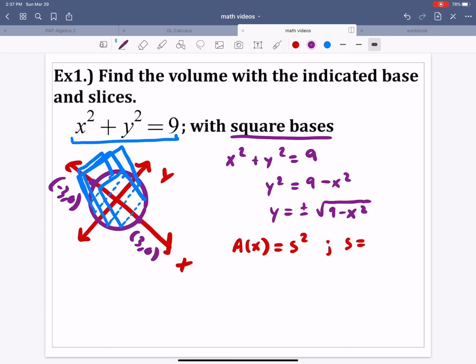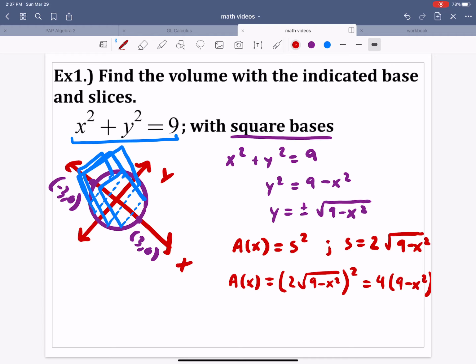Okay? So my side length here, again, the side length is from this x value, whatever it is, up to the y value there. So I'm going to use, the side length is 2 times the y value. So that's going to be 2 times the square root of 9 minus x squared. So when I actually plug that in to find the area, I get 2 times the square root of 9 minus x squared, squared, and that gives me 4 times 9 minus x squared.